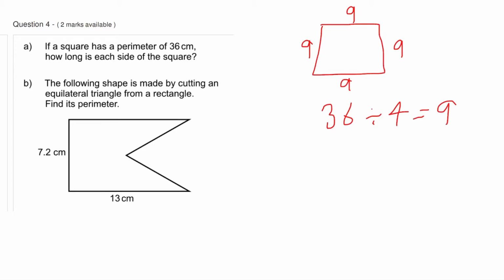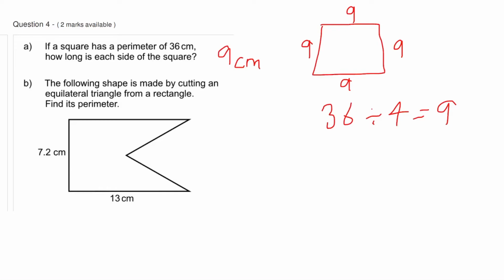That's 9, add 9, add 9, add 9 will give you 36 centimeters. So for this part A, how long is each side of the square? Each side of the square is 9 centimeters. Now for part B, you are given a shape and you are asked to find the perimeter.